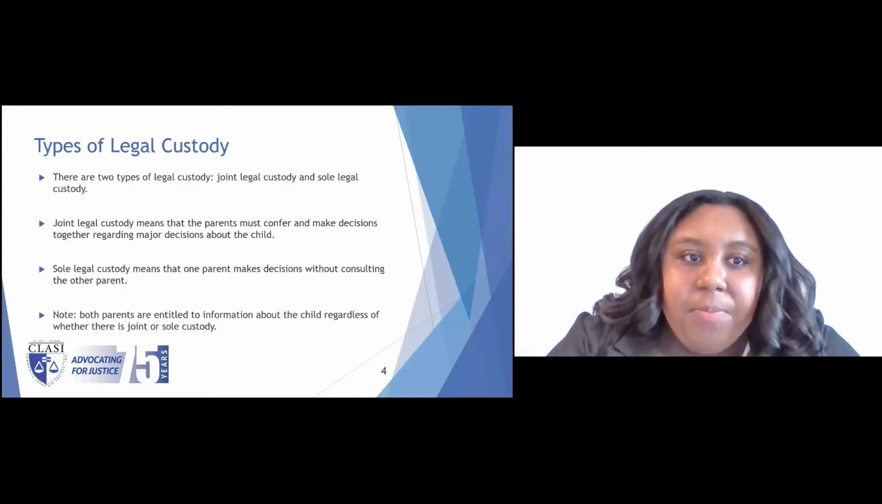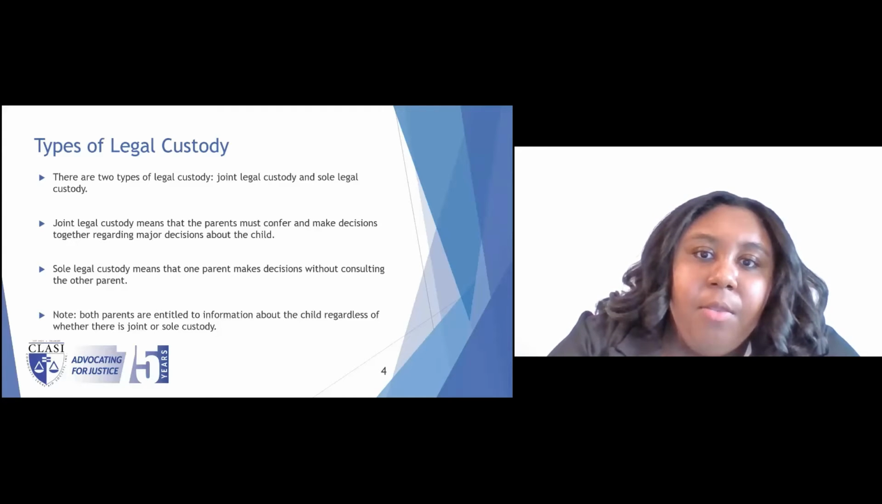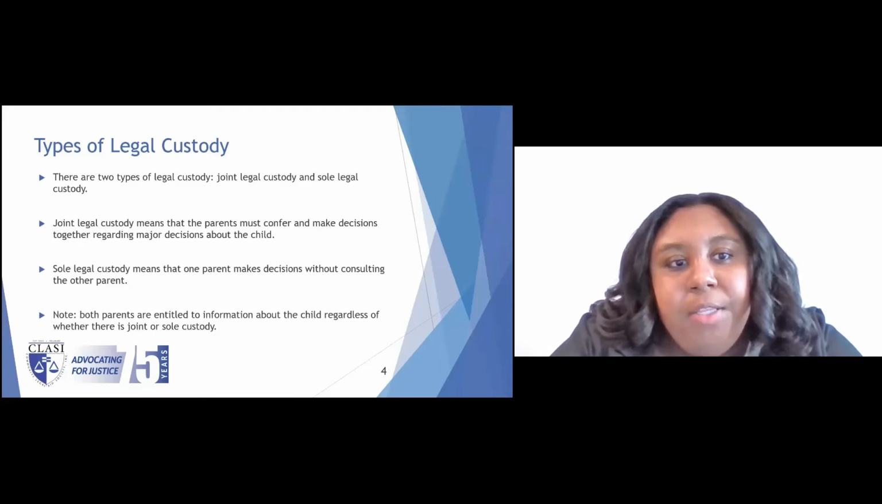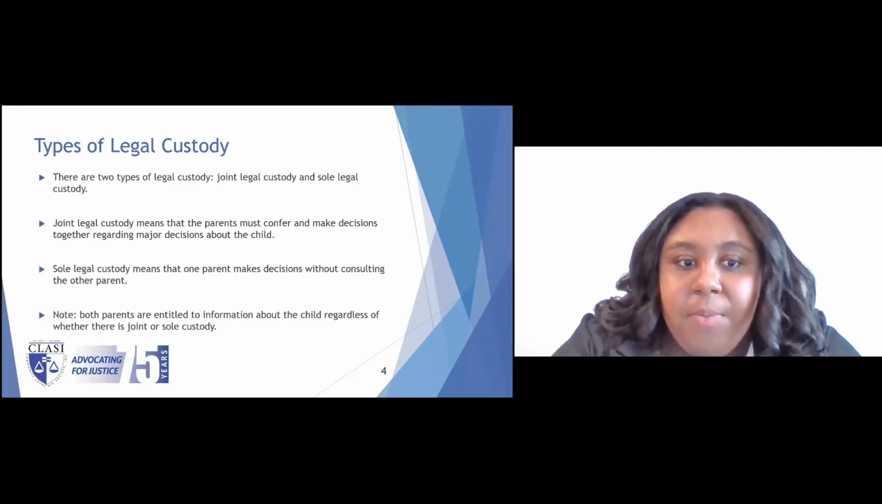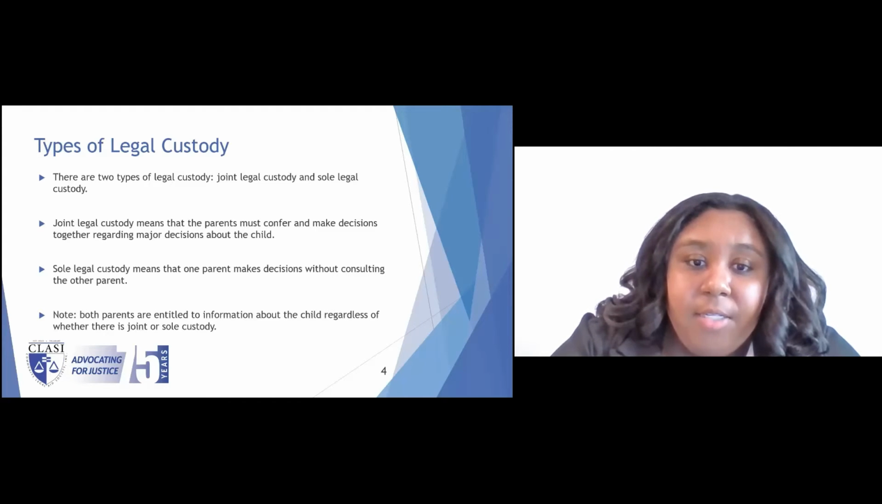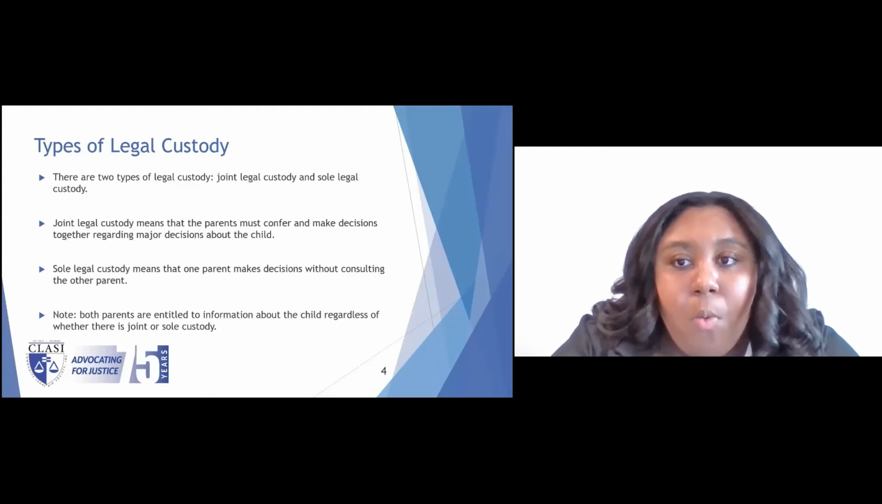There are two types of legal custody. They are called joint legal custody and sole legal custody. Joint legal custody means that the parents must confer and make decisions with each other regarding major life decisions about their child. Sole legal custody means that one parent makes those decisions without consulting the other parent. A note about legal custody: both parents are always entitled to information about the child, regardless of whether there is joint or sole custody.